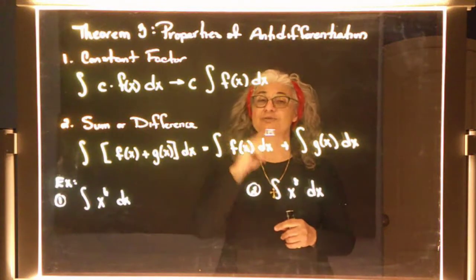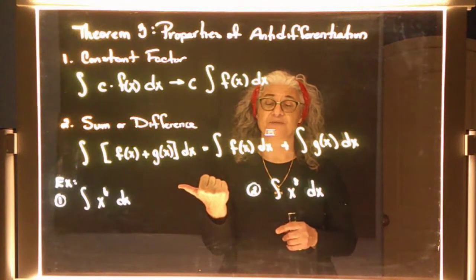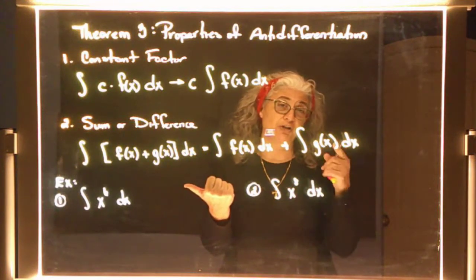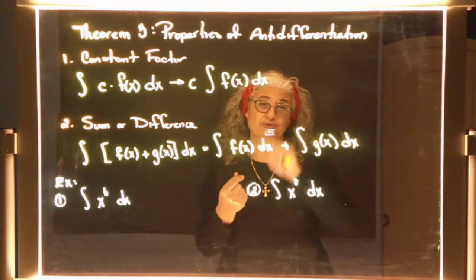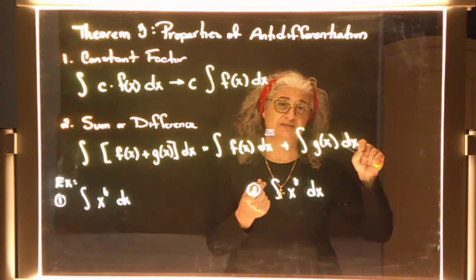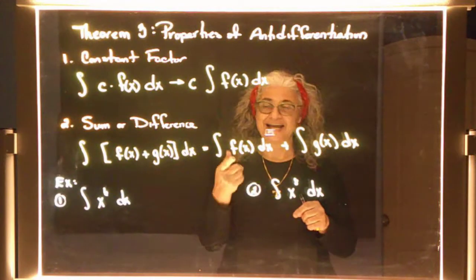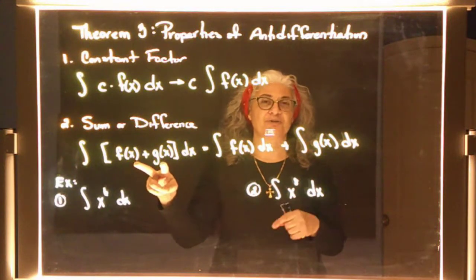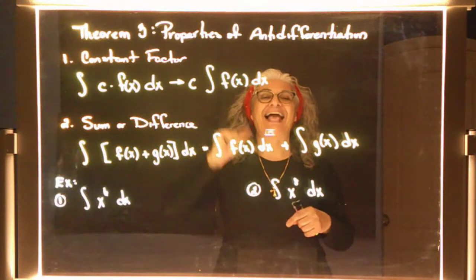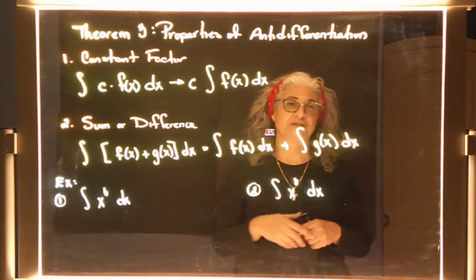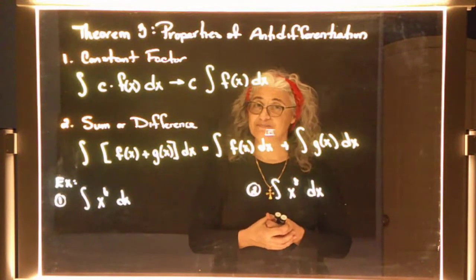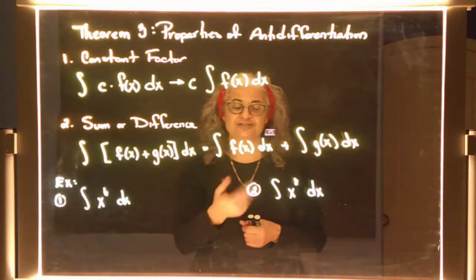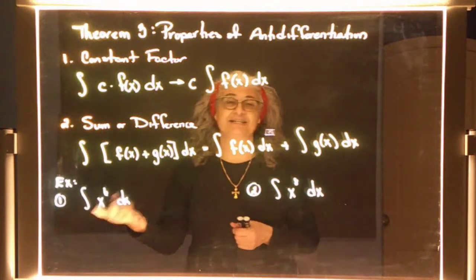Now remember, antiderivative is going backwards. Remember when we took the derivative of a polynomial? Didn't we take the derivative of each term individually? Same thing. Now, if I'm working with a couple of polynomials, I'm able to take the antiderivative individually, and it makes life easier. Good? Okay, so let's get into a couple of examples of taking the antiderivative.